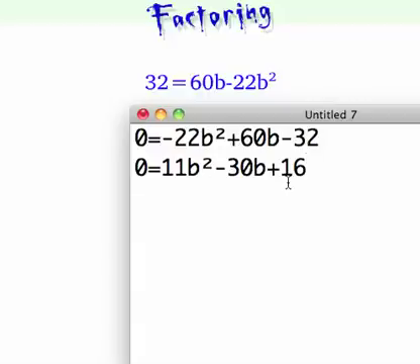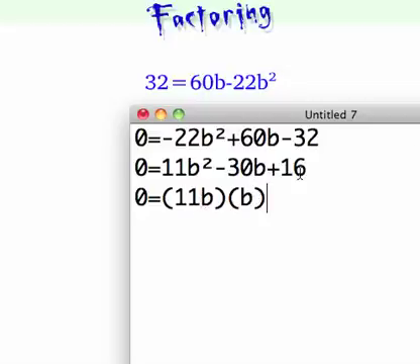Okay, so no more common factors, and this is not a perfect square trinomial because the 11b squared is not a perfect square. My a term is 11, it's not equal to 1, so it's not an a equals 1 trinomial. So I'm going to use either PSF or trial and error, and I think trial and error is going to be most fun. So I'm going to put 0 is equal to 11b over here and 1b over here. The factors of 11 are only 1 and 11 because 11 is a prime.